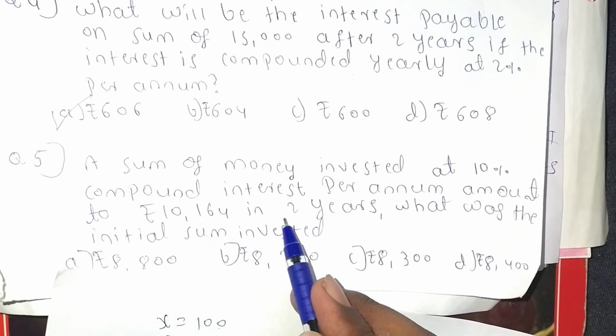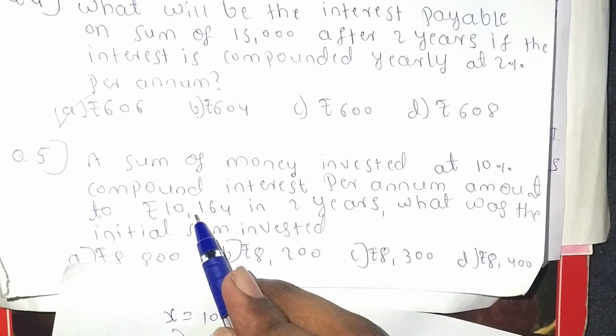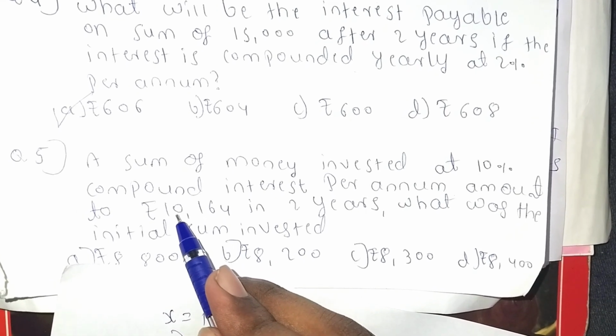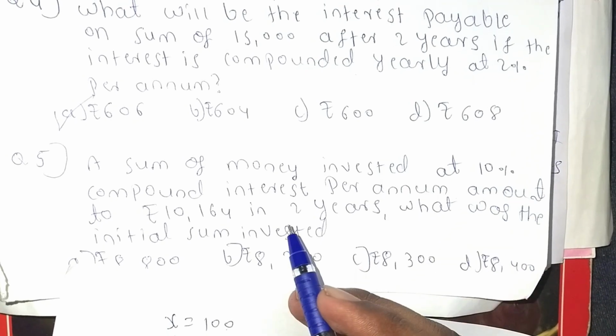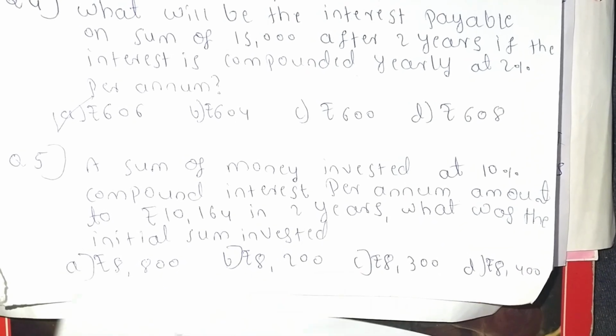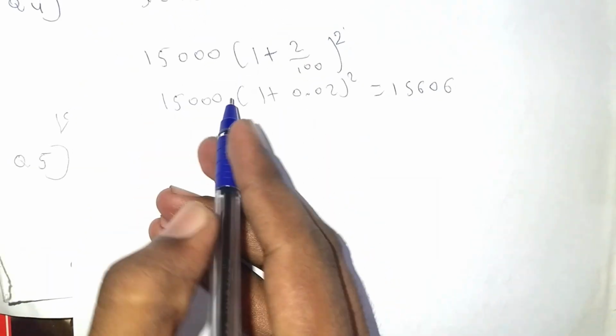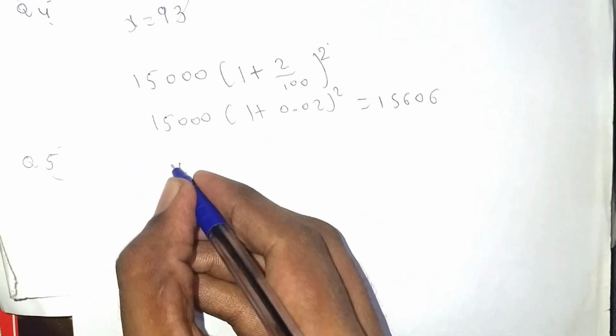The fifth question is: a sum of money invested at 10% compound interest per annum amounts to 10,164 in 2 years. So what was the initial sum invested? Here after applying the compound interest at 10%, we got 10,164. So what was the initial sum invested?